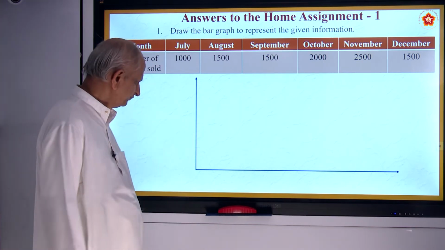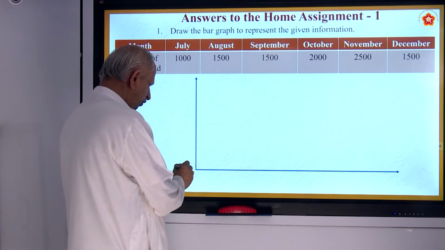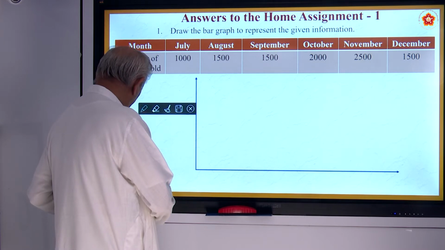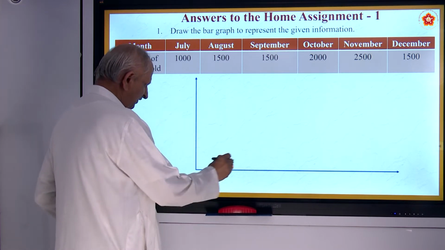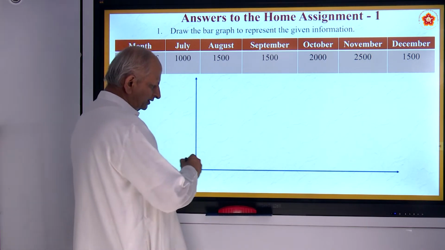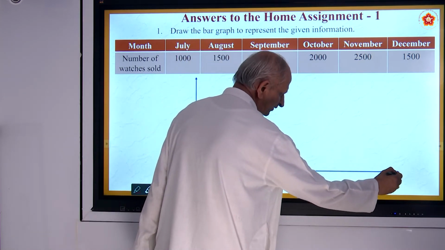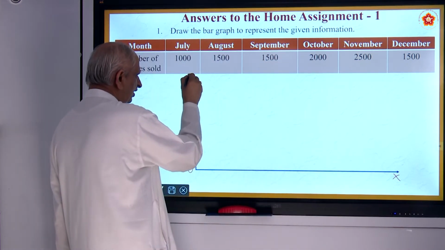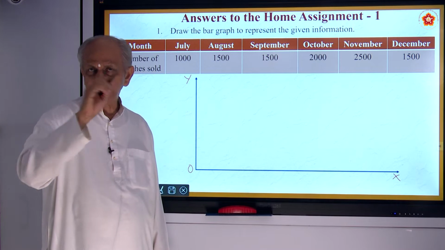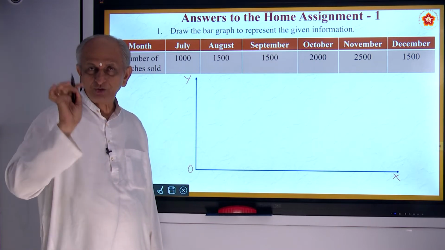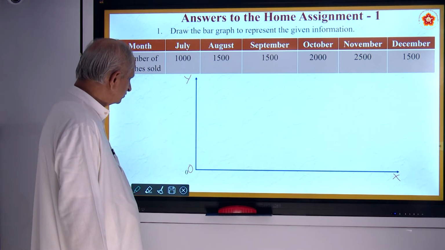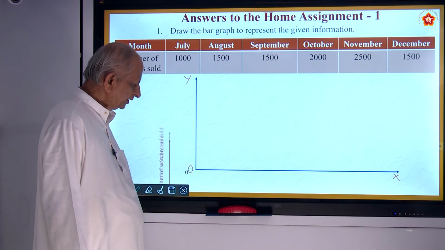How to do it? See, in a bar diagram, you have to draw two axes. These are called axes. One is called the x-axis. This point O is called the origin. This horizontal line is called the x-axis. This vertical line is called the y-axis. And all these graphs should be done with pencil and scale only. Okay. And starting from O, you have to mark.